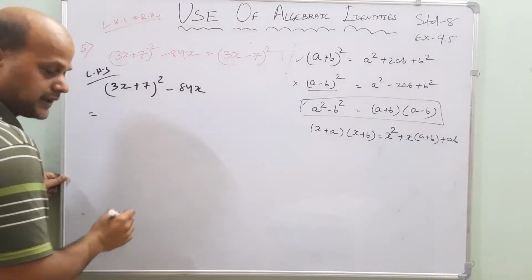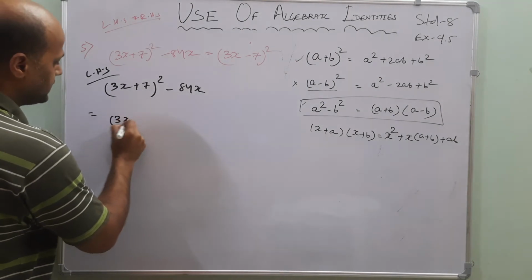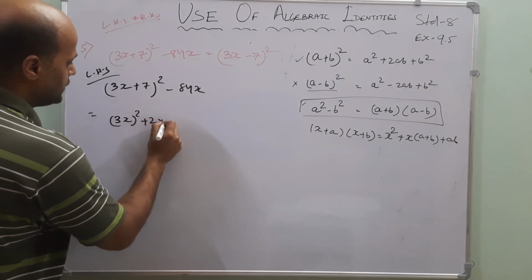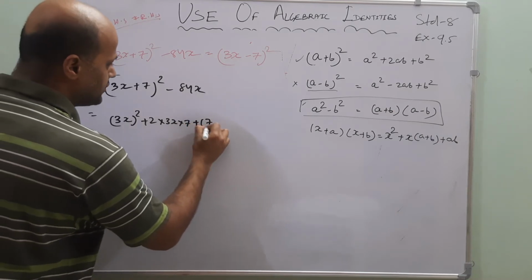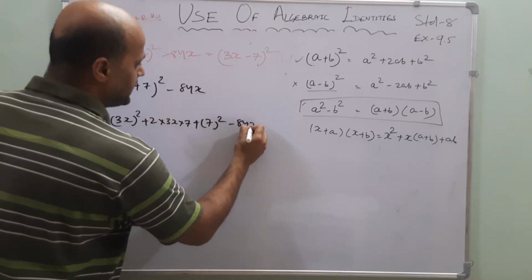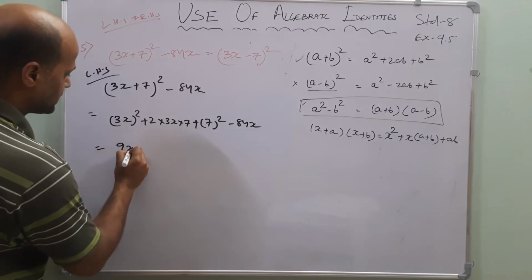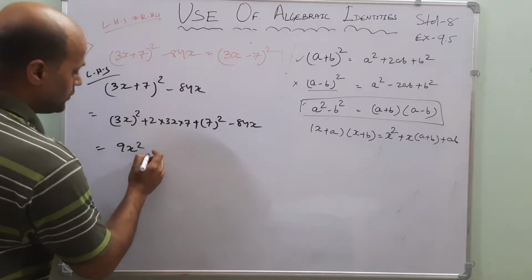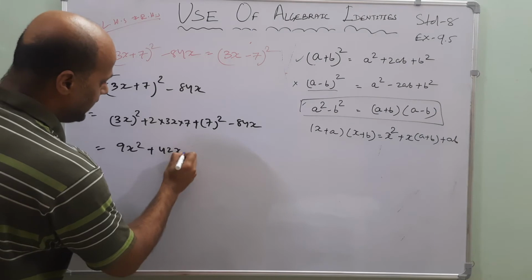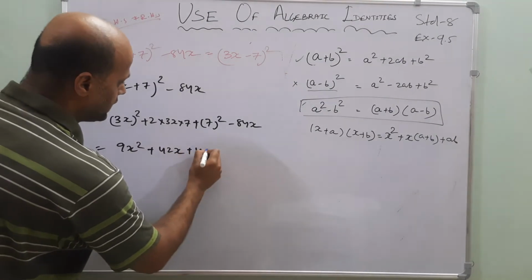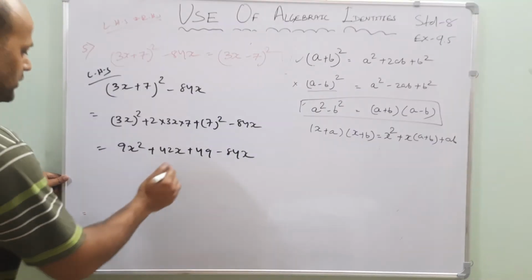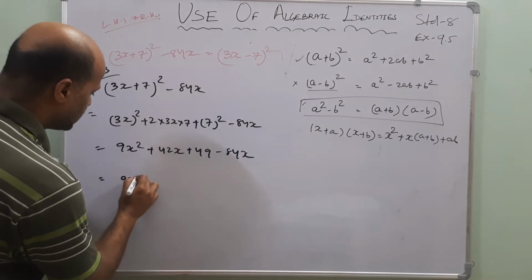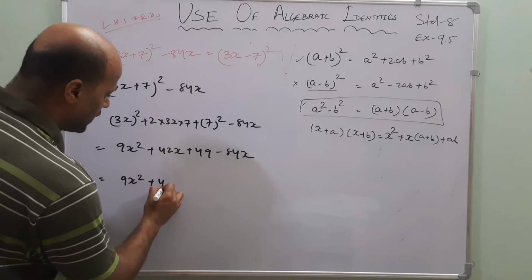(a plus b) whole square, that is a square plus 2 into a into b plus b square, minus 84x. 9x square plus 42x plus 49 minus 84x. Okay. Now subtract these two. 9x square. Bring the variable in one place.